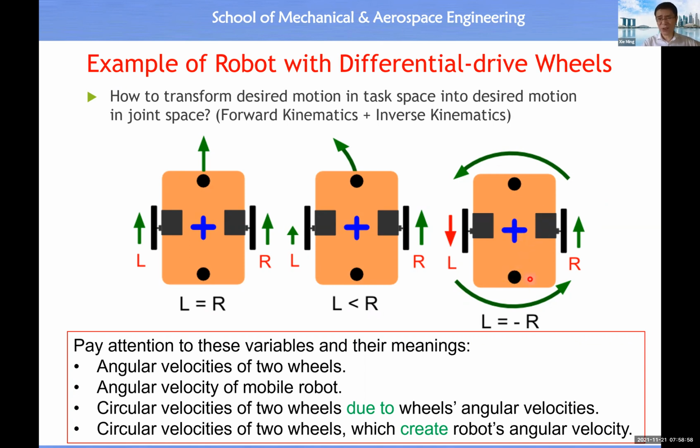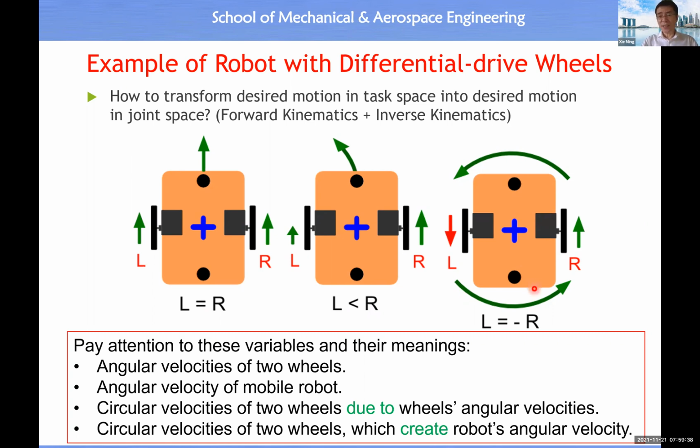And from this illustration, you can imagine the angular velocity, or circular velocity, of the left wheel will contribute to the angular velocity of the mobile base. And for the right wheel, the circular velocity of the right wheel will also contribute to the creation of angular velocity by the mobile base in the counterclockwise direction. So both of them contribute to the angular velocity of the mobile base in the same direction.